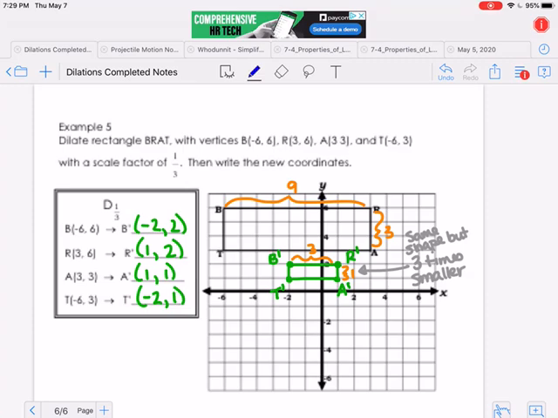Okay, so again, super easy. Whatever they tell you the scale factor is, you're multiplying everything by that scale factor. You're either stretching something out, making it bigger and stretching it away from the origin, or you're shrinking something down and smushing it towards the origin.